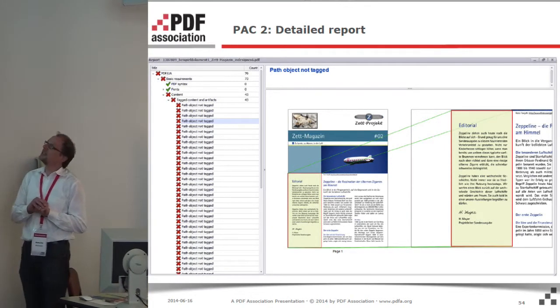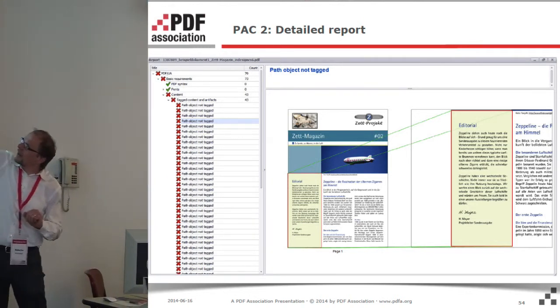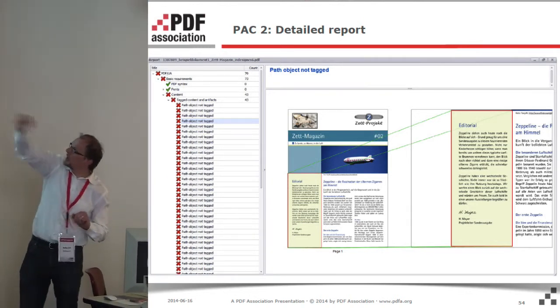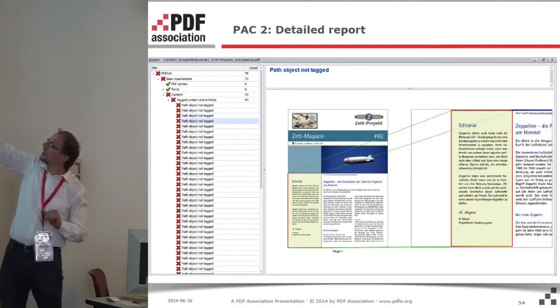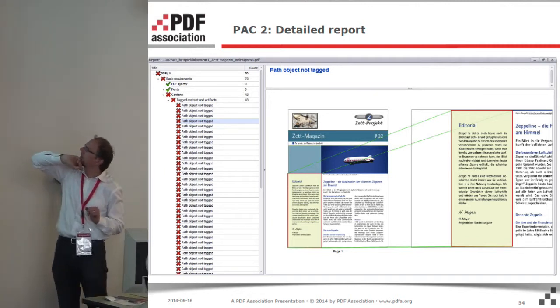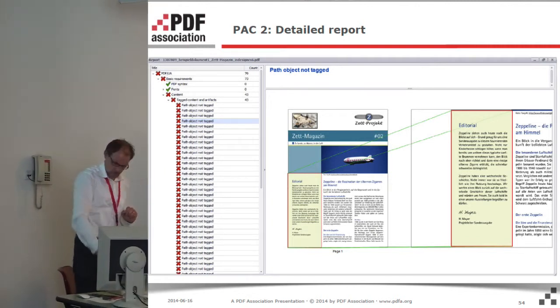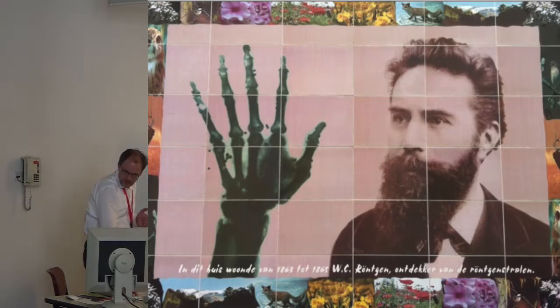This is an example of a detailed report. You get single error messages, and if you click one, the location in the document will be shown where the error is located. And this is part of a machine check, of a PDF UA check.